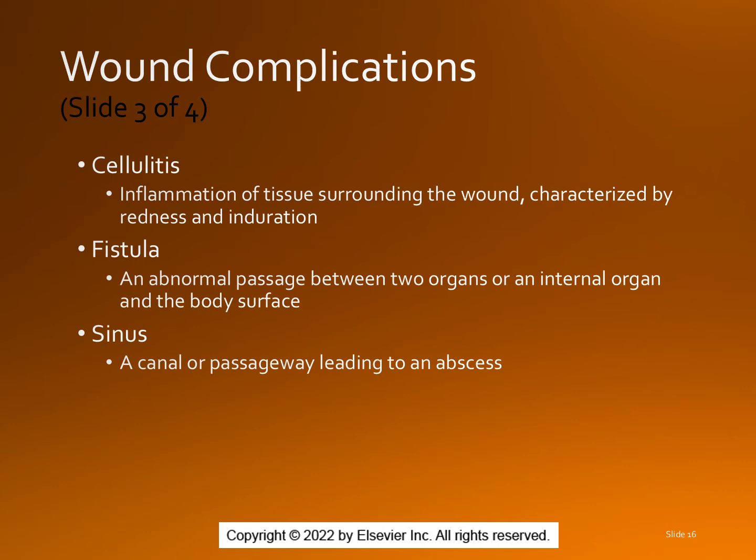A fistula is an abnormal passage or communication that is usually formed between two internal organs, or leading from an internal organ to the surface of the body. A fistula can result from an infection, or it may be present congenitally.